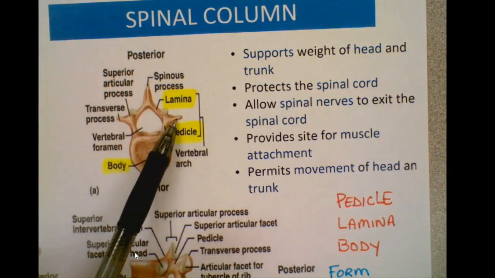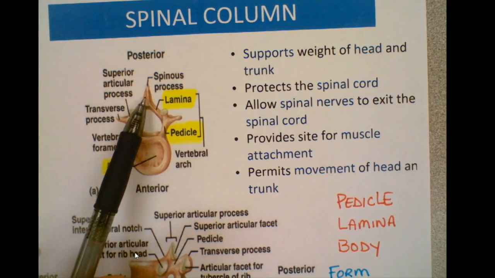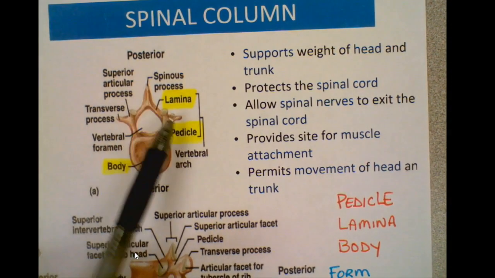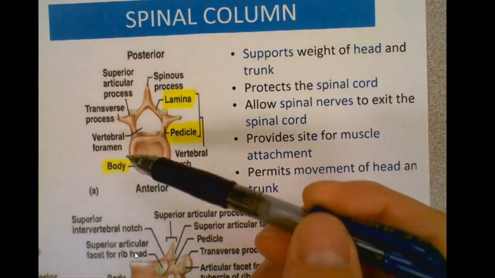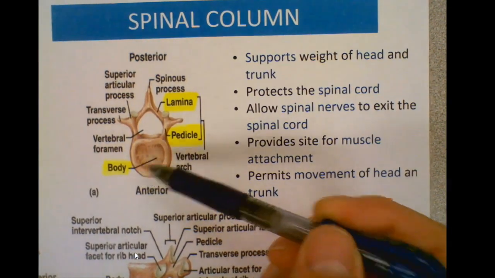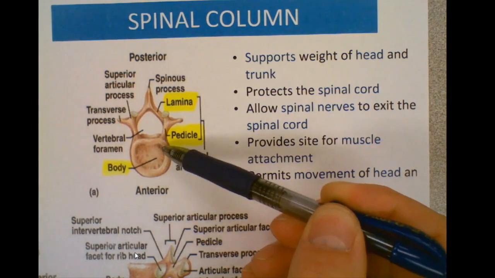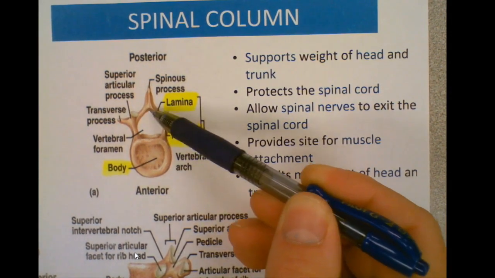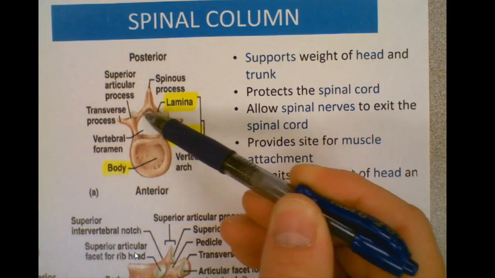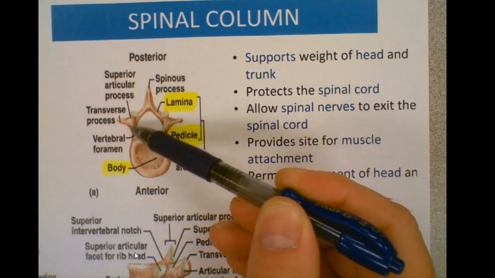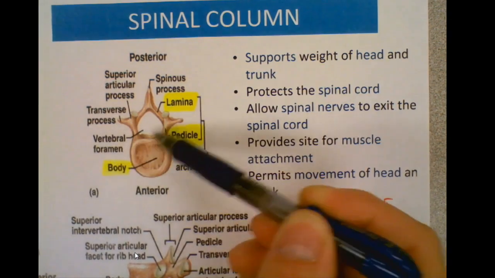Then between the transverse process and the spinal process or spinous process, we have a structure called the lamina. So the way that our vertebrae are made, we have the body, a pedicel, a lamina, and then another pedicel. That fuses and forms this vertebral or spinal foramen.